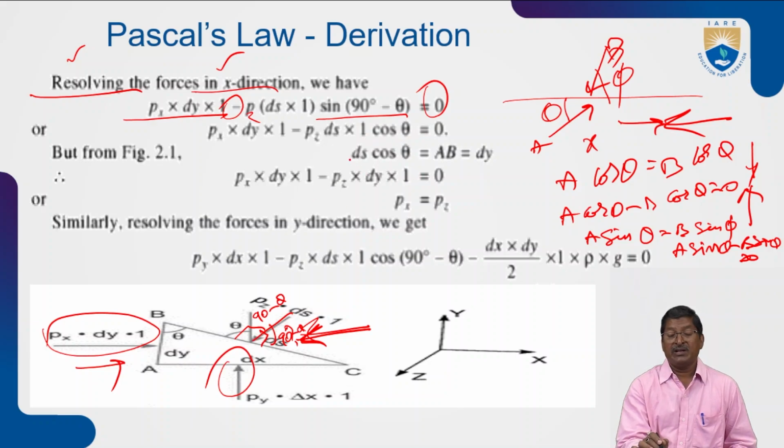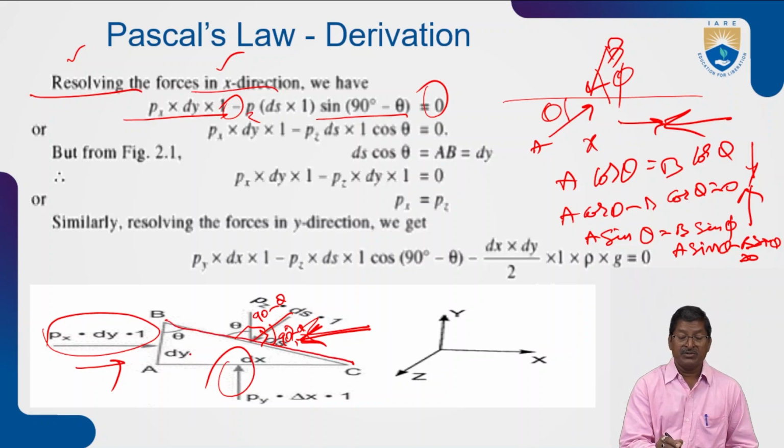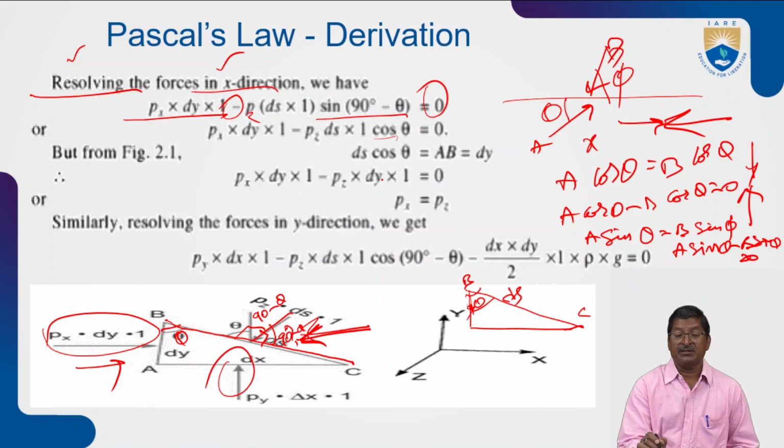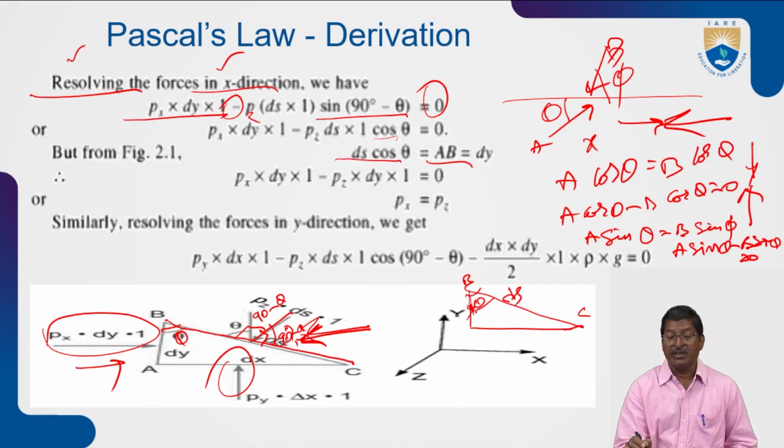From the figure, you know that ds cos theta is equal to AB. I will draw here. This is theta. So BC or ds into cos theta, it will become like this. Cos theta, 1 into cos theta, that is equal to 0. So ds cos theta is nothing but the y, because it is in y direction. ds is this one. If you put the cos theta, it will become the vertical direction, which is nothing but AB, and that is nothing but dy.